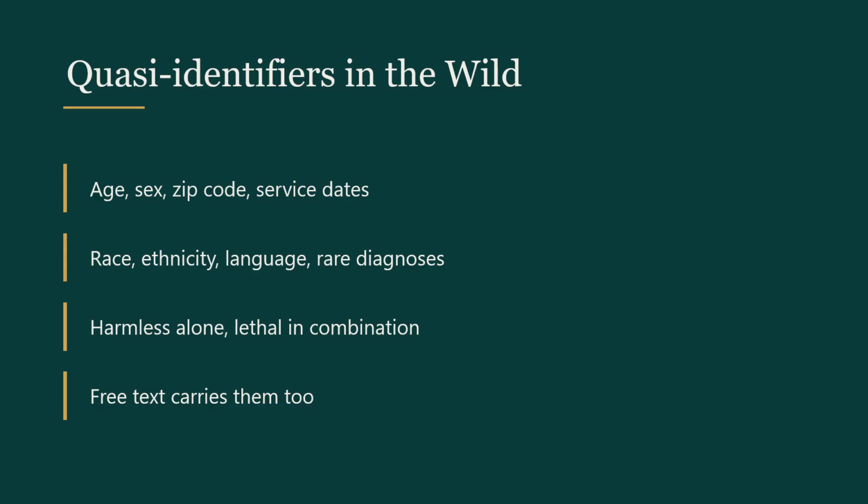And the list does not stop at structured columns. A physician's note that reads, "Patient is the mayor's brother-in-law," has just converted free text into the strongest quasi-identifier in the file, and no column-based rule will ever find it. Hold on to the shape of the idea. One field is a fact, 2 fields are a coincidence, 3 fields are a fingerprint. The next slide shows you exactly why 3 is the number.